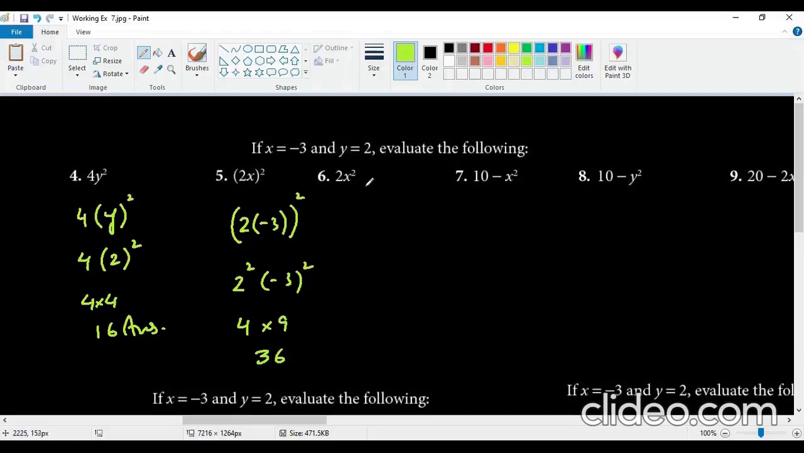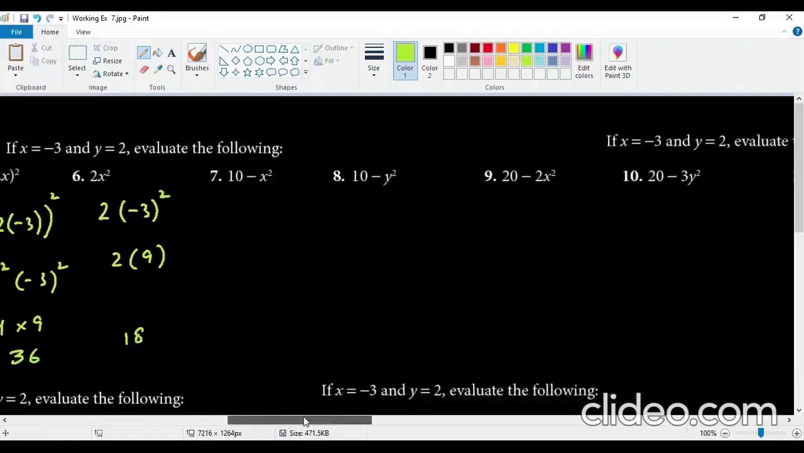When it comes to 2x², you can see the difference. Now here 2 is multiplied by the value of x squared, that means -3 multiplied by itself. So here it's going to give you 2 times 9, which is 18. So this is the difference between (2x)² and 2x².